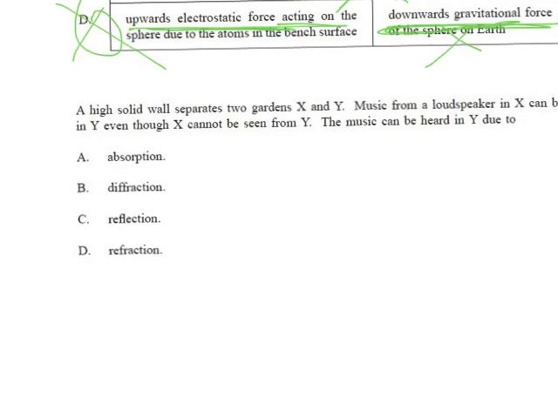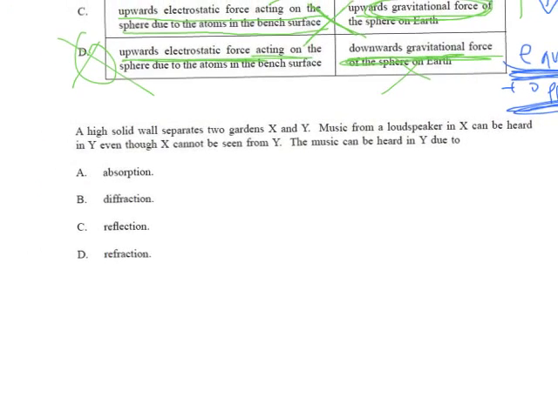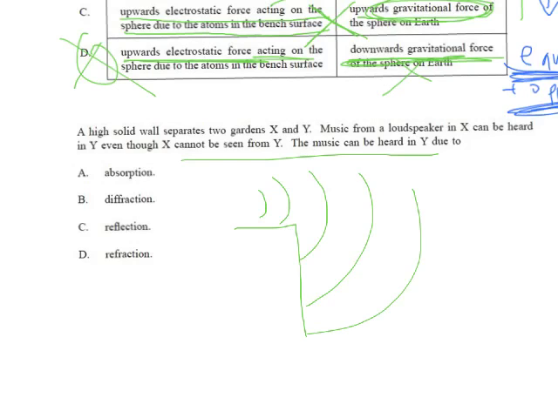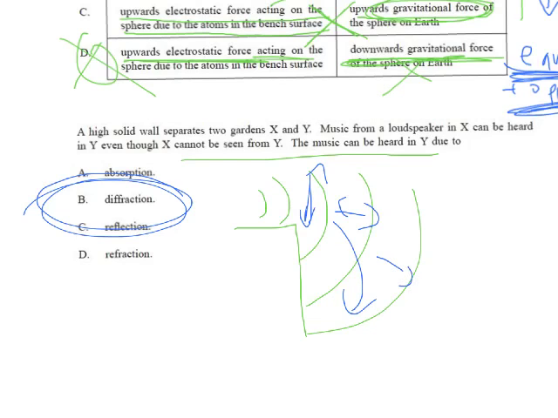A high solid wall separates two gardens X and Y. Music from a loudspeaker in X can be heard in Y even though X cannot be seen from Y. Music can be heard in Y due to, well, this is to do with sound travelling around corners. And that's to do with the relationship between the gap and the wavelength, which you should remember from last year was diffraction. That's the basic definition of diffraction: waves being able to travel around corners due to their properties.